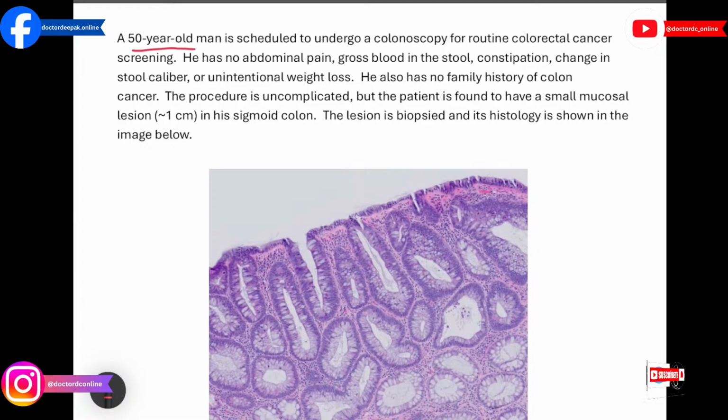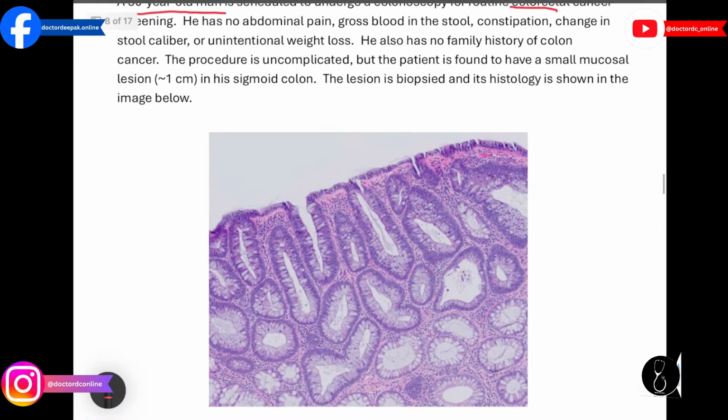A 50-year-old man is scheduled to undergo a colonoscopy for routine colorectal cancer screening. He has no abdominal pain, gross blood in stool, constipation, change in stool caliber, or unintentional weight loss. He also has no family history of colon cancer. The procedure is uncomplicated, but the patient is found to have a small lesion less than 1 centimeter in his sigmoid colon. The lesion is biopsied and histology is shown in the image below.